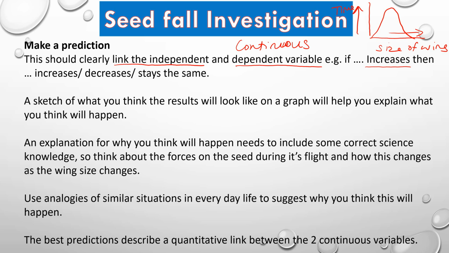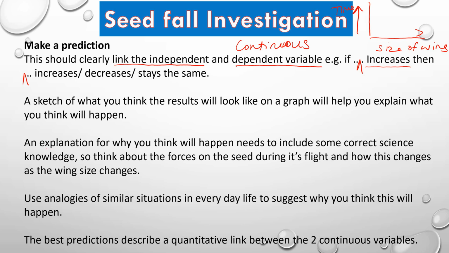So if you've got an idea roughly what you think is going to happen to the time it takes as the wing gets bigger, as it increases, okay, then that will help you to clearly write it. So if you start with if, and then your independent variable here, size of wing increases, then, and this would be your dependent variable, does it increase? Does it go up like that? Does it decrease? Does it go down? Or does it stay the same? Or does it increase, peak, and then decrease? So in your prediction, if you can sketch the shape of the graph that you think you will get from your results before you collect your data, and then write your prediction with your link.